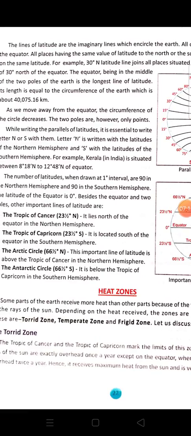Heat zones. Some parts of the earth receive more heat than other parts because of the variation in the angle of the rays of the sun. Depending on the heat received, the zones are named differently. These are the torrid zone, temperate zone and frigid zone. Let us discuss them one by one.